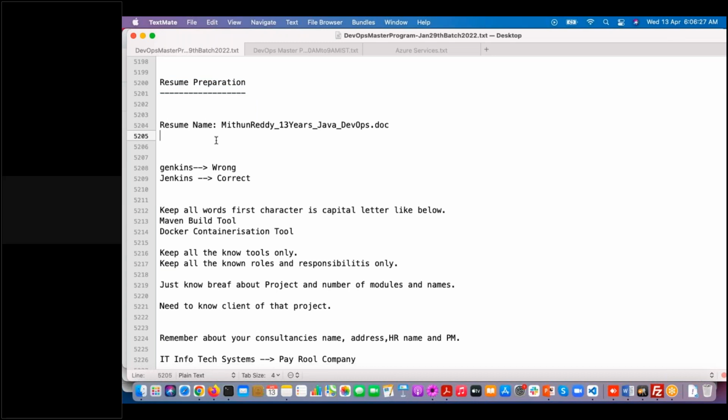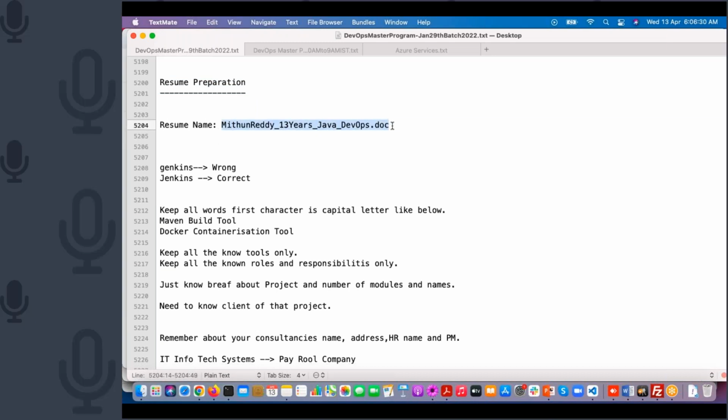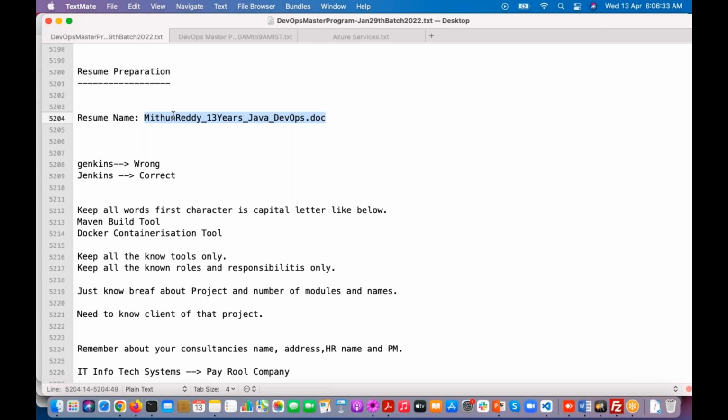When you are preparing your resume, the file name should be like this: your name, underscore, number of years of experience, and the profiles you have worked on. See here, Mithun Reddy, total 13 years of experience. Suppose if you have 13.10 or 11, you can mention 14 years. And which profiles you have worked on? Java and DevOps.